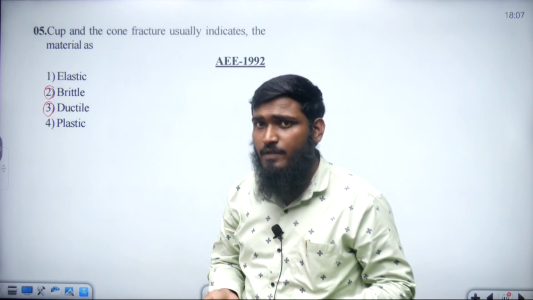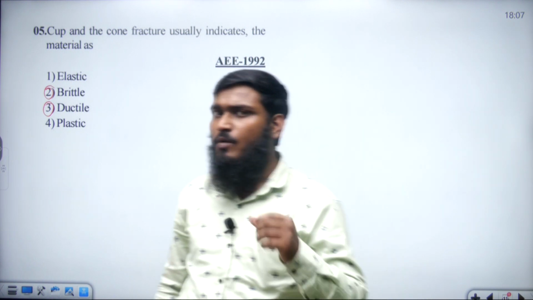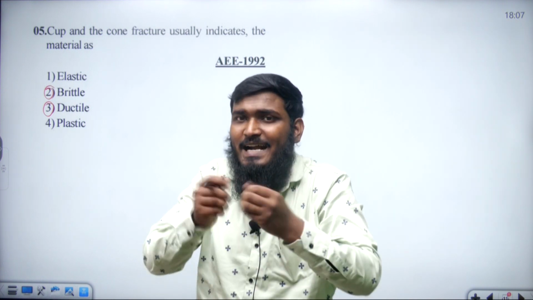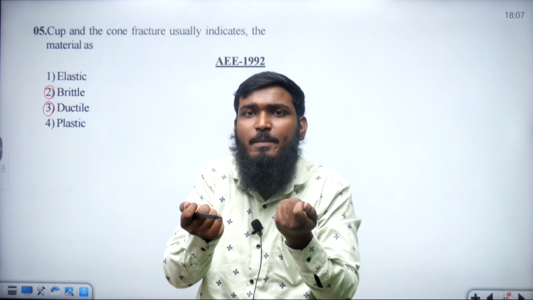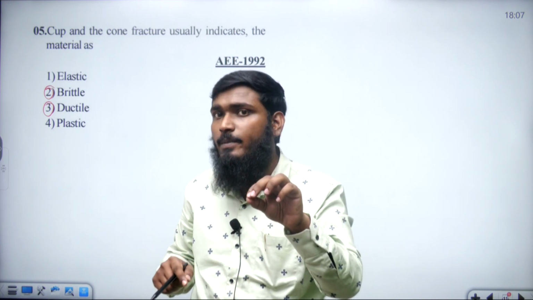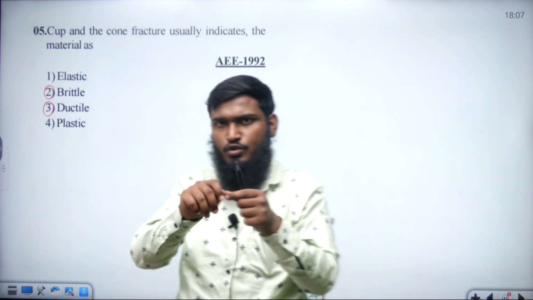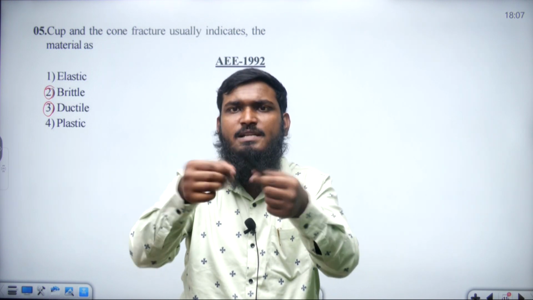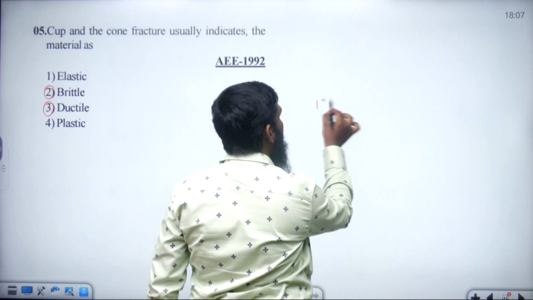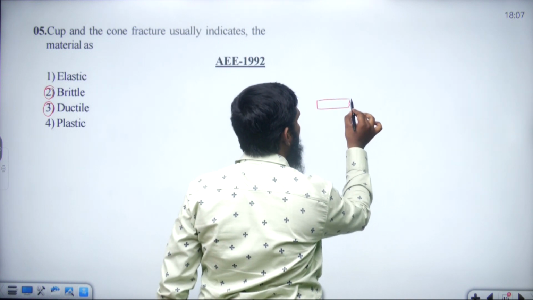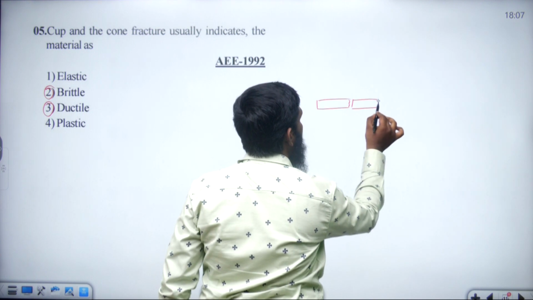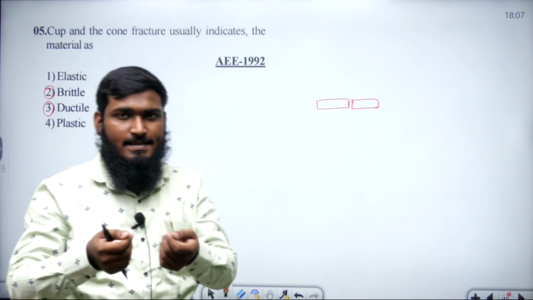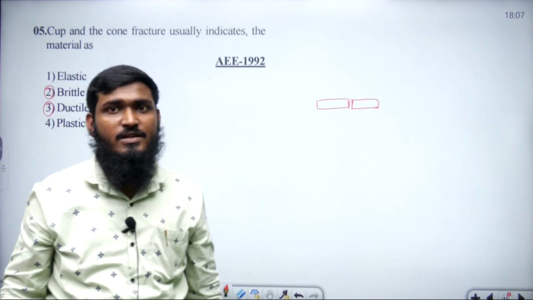So how will be the fractures of the brittle, and how will be the fractures of the ductile? We discussed brittleness. What is the meaning of brittleness? Sudden breaking. Whenever we have sudden breaking, we call it brittleness. We can take the example of chalk or glass. If you suddenly apply some load to chalk, it breaks straight like this. So a brittle fracture will be straight.